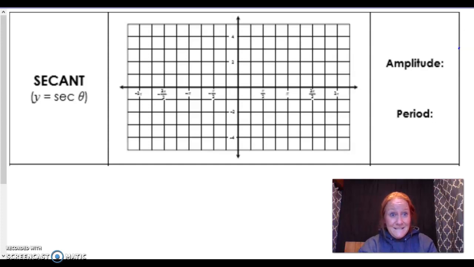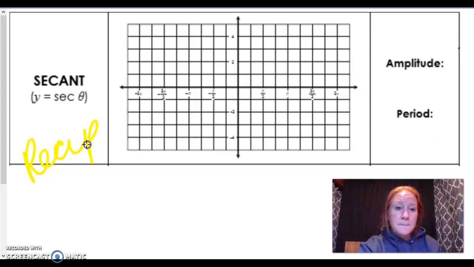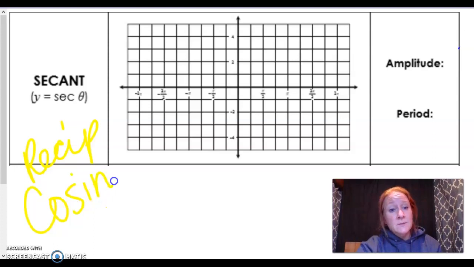Okay, so now we're going to do secant. We just did cosecant in the last video. So let's think about secant for a second. That's the reciprocal of cosine. So if you can graph a cosine, you can graph a secant. So let's just think about some things about the cosine.